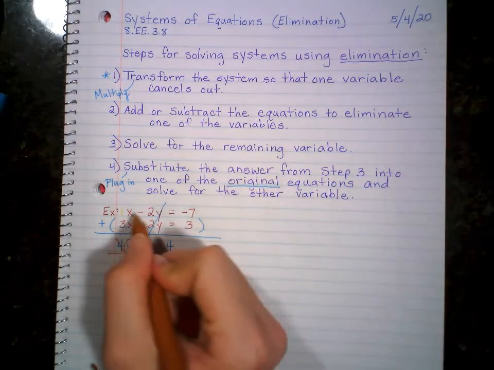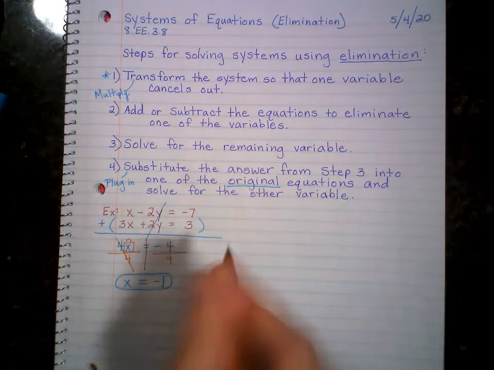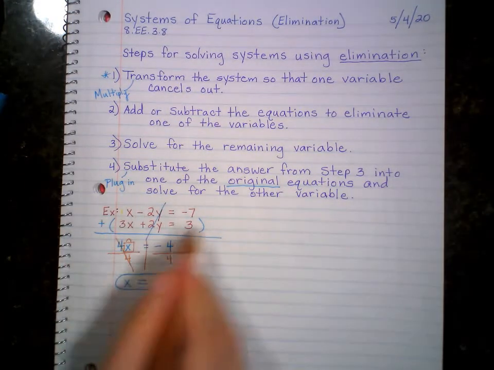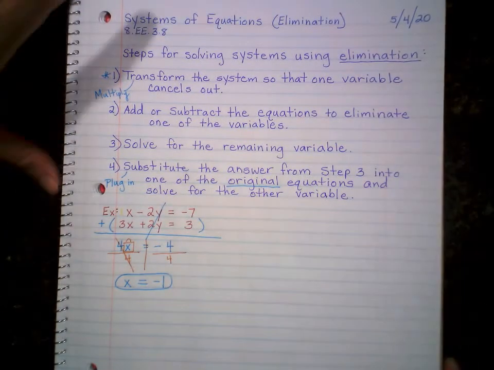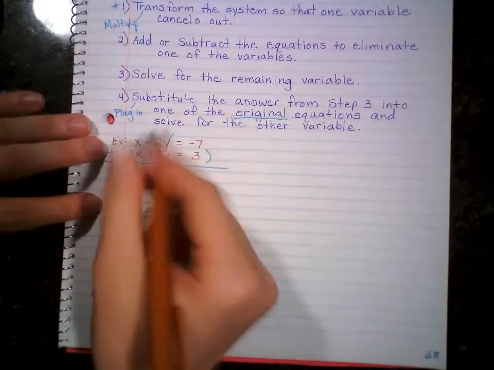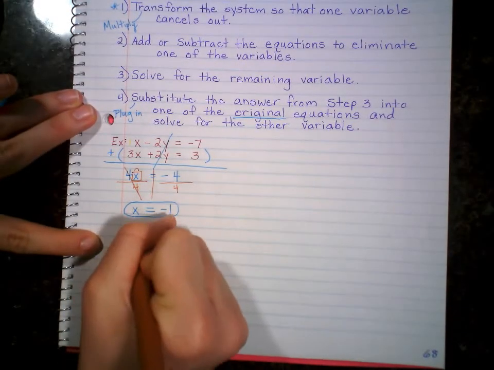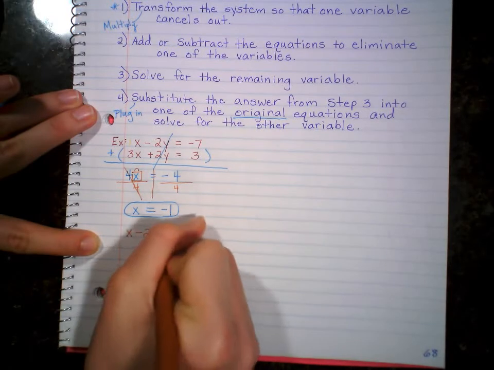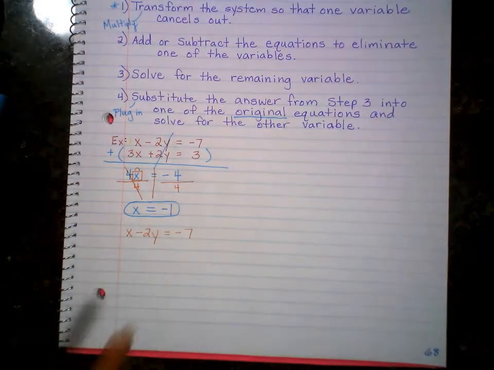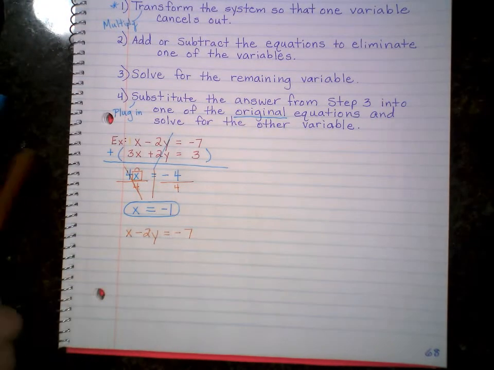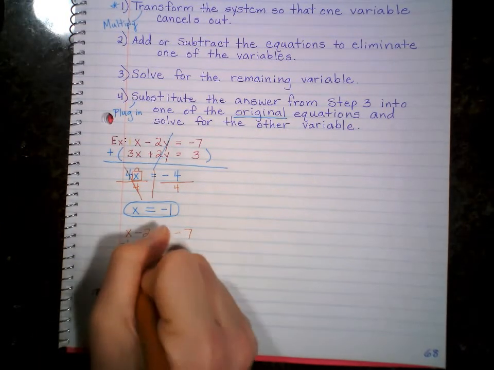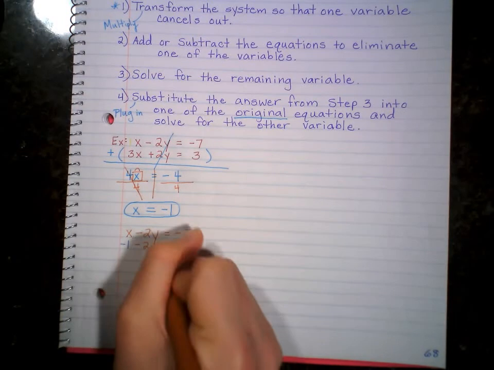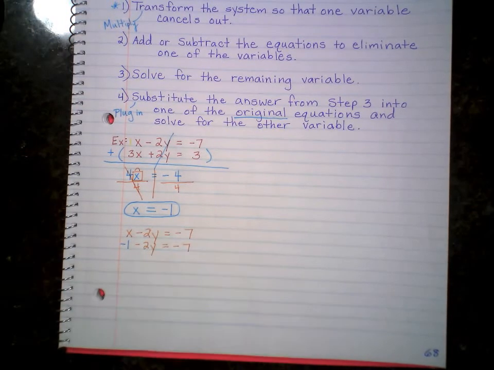So I'm going to choose to plug it into the x minus 2y equals negative 7 equation. I'm just deciding if I want to do my work down or if I want to work sideways. I think I'm going to go down. So the equation was x minus 2y equals negative 7. I'm going to plug in negative 1 for the x: negative 1 minus 2y equals negative 7.